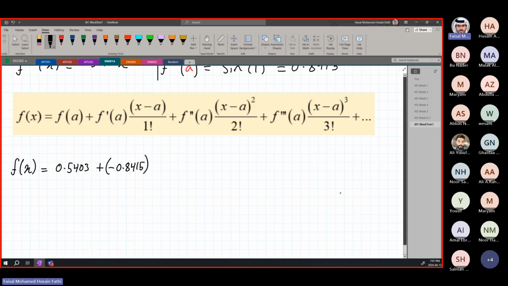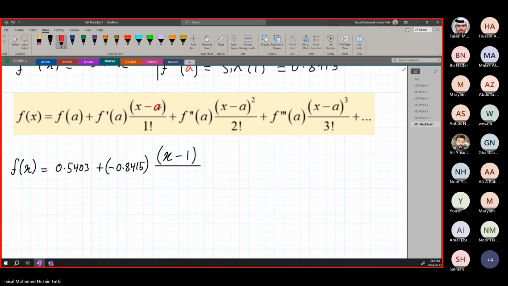When it's negative, just keep it inside the brackets as negative and keep the plus outside. Then you can simplify it later on. But always write the plus and then put the sign inside brackets just in case. Then, continuing this, it is going to be x minus A. A is equal to 1. Remember that A is equal to 1. Okay? Over 1 factorial.